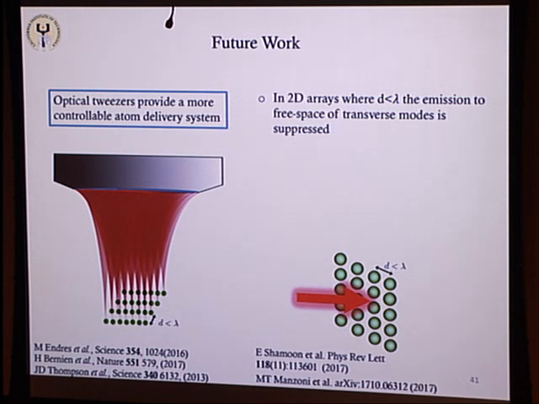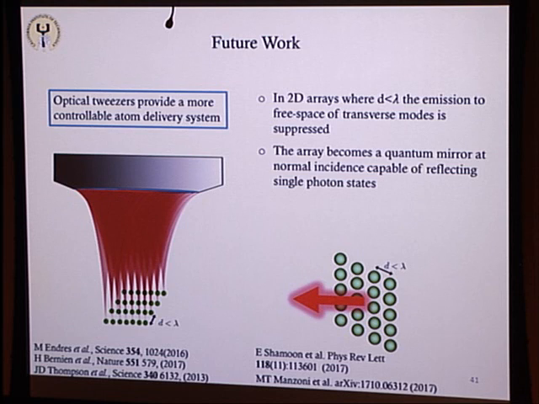if you send in light that's on resonant with the atoms, all of the other diffracted orders turn out to be suppressed in the same way that this free space emission is suppressed in 1D arrays. And then this atom array actually becomes a perfect mirror at normal incidence. And so that's interesting, just doing nonlinear optics with atoms.